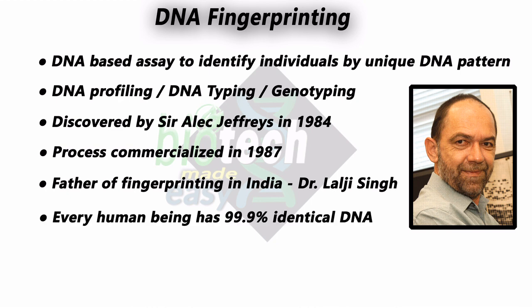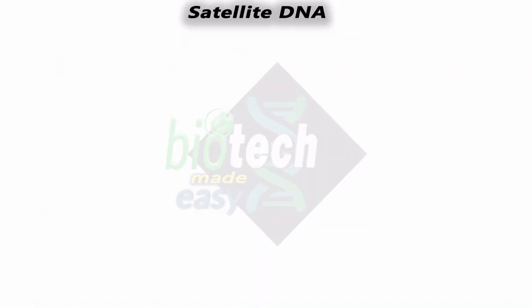There is this unbelievable fact that 99.9% of DNA is the same in all individuals except for identical twins. So what is left is only 0.1% of DNA. That is different in all human beings, but that makes all the difference. When we say 0.1%, it may seem very insignificant, very minute, but it is still equal to 3 million base pairs. Satellite DNA is present in all of us.